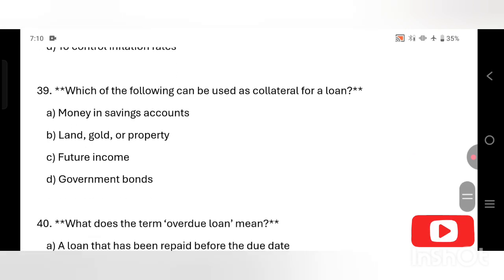Question number 39. Which of the following can be used as collateral for a loan? Money in savings accounts, land, gold, or property, future income, or government bonds. The correct answer is land, gold, or property. Money in a savings account cannot be used. Money in a fixed deposit can be used, so it is not given here. So option B is the correct answer.